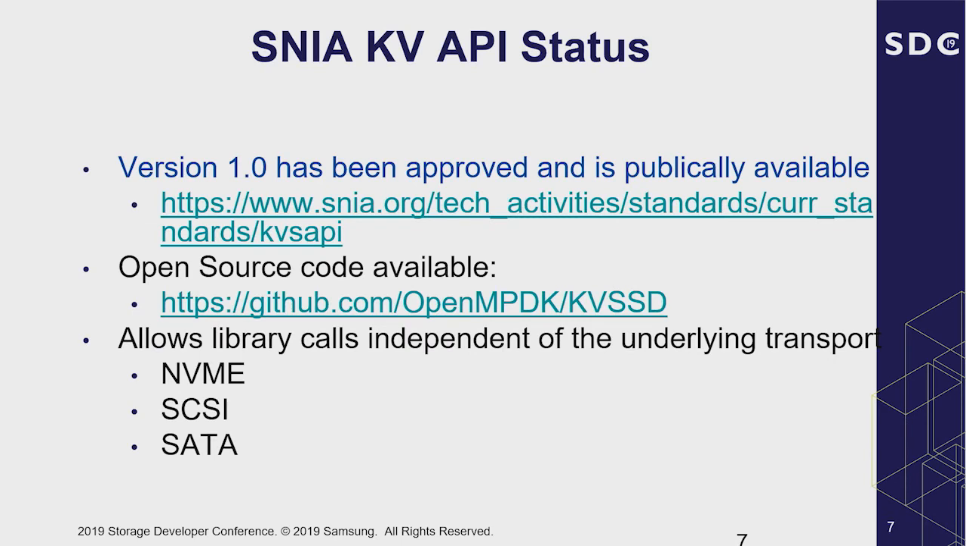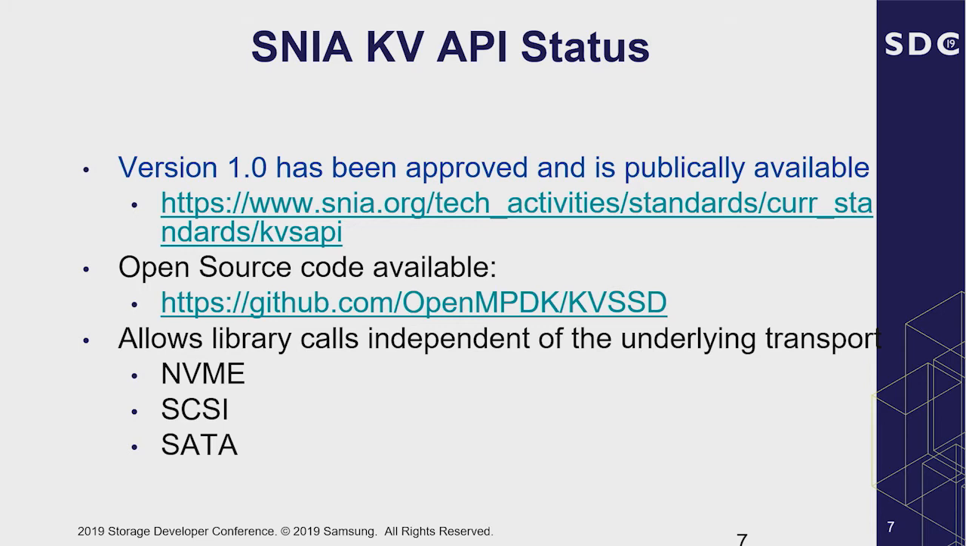So first I'm going to talk about the SNIA KV API status. The first half of this talk is going to talk about the KV API. The status of it is that version 1.0 has been approved. It is publicly available. It's got a website there that you can get it off of SNIA. In addition to that, there is open source code available on GitHub at that particular location, which the slides are available online for you. All of this is there so you can easily get at those links.